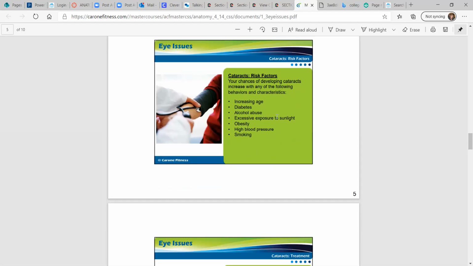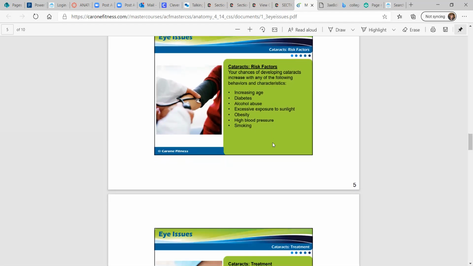Excessive exposure to sunlight. So if you live in a sunny region or it's the summer, I always recommend to people wear sunglasses, especially when you're driving or if you're out and about around concrete or things that are reflecting light off of it as well.